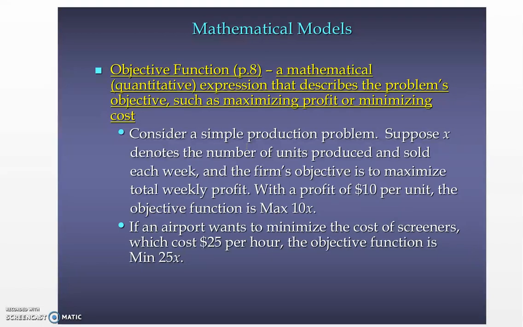So we're using max and min when we use objective function expressions. Airport screening, again: if it costs $25 an hour and the number of screeners is represented by X, we may say a min, and we'll represent that as 25X.